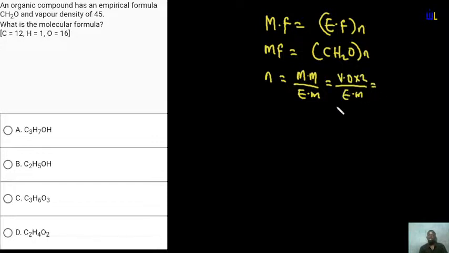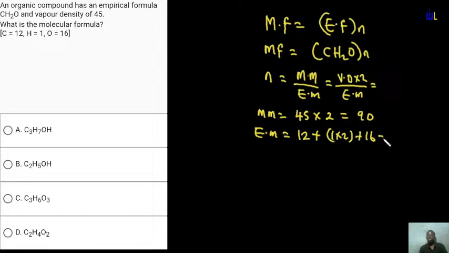So let's look at this now. What is the molar mass going to be in this question? 45 times 2, and that is 90 grams per mole. And the empirical mass in this question, what is it going to be? The empirical mass is an addition of 12 plus 1 times 2 plus 16. That is 12 plus 2, 14, plus 16, and that will give us 30. Hence, the value of n is 90 divided by 30. If we cancel out, this gives us 3.